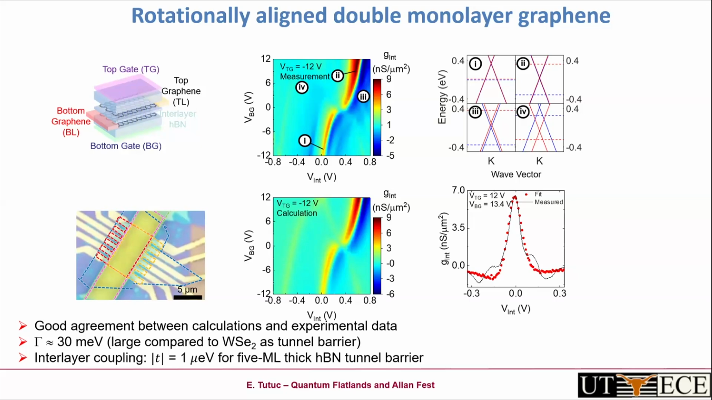So this is a small interlayer bias. This is a large interlayer bias. The dashed lines are the Fermi levels of the two layers. So this is an example of the actual data. We can actually fit this and back out an interlayer coupling, which is small but finite, 1 microelectron volt, okay?